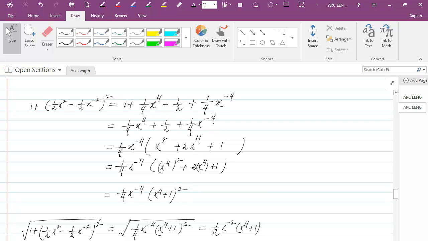Now we're going to factor out 1/4 and x to the negative 4. If I'm factoring out 1/4, then I have to multiply each term here by 4, and since I am factoring out x to the negative 4, I also have to multiply each one of them by x to the positive 4. So if I multiply this by 4, then this 1/4 goes away, and if I multiply this by x to the 4, I get x to the 8. So that's what I have here.